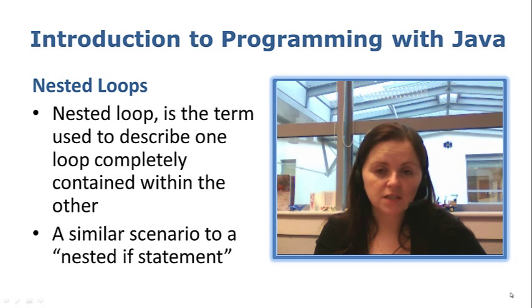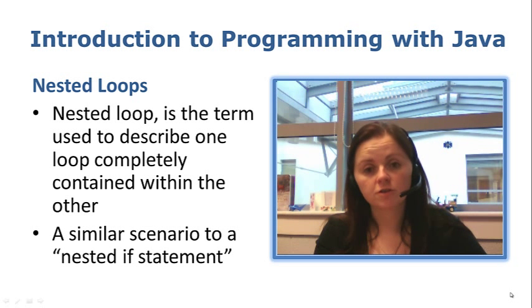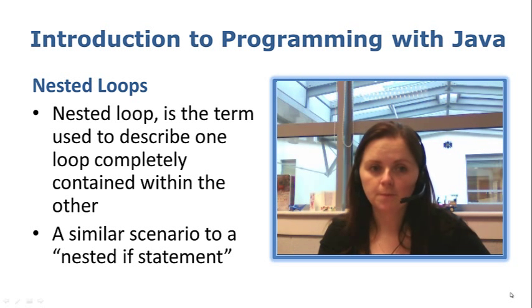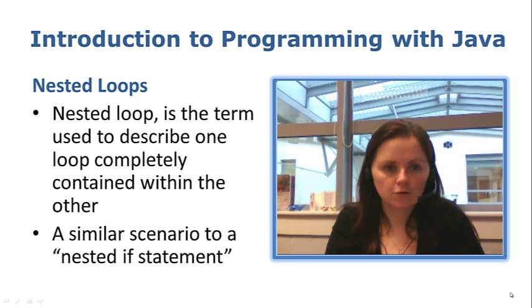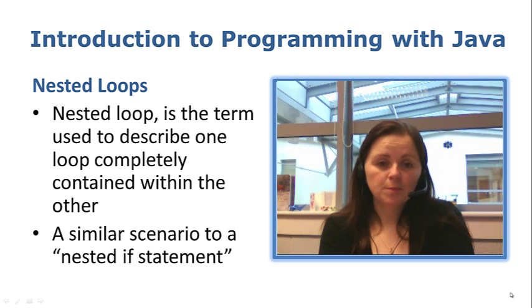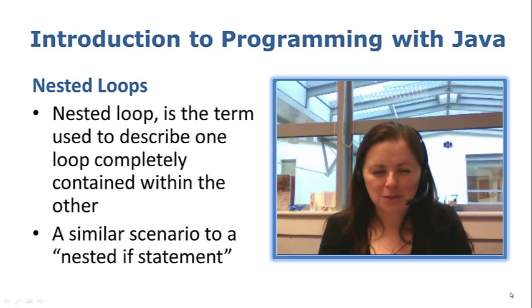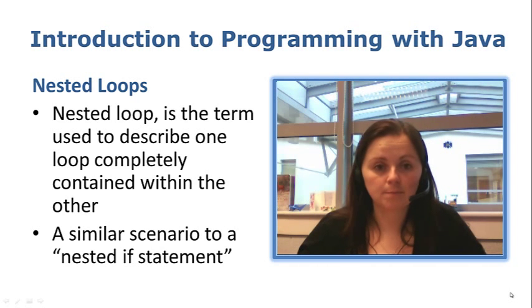So now that we've seen the three different loop structures that are available to us in Java, the for loop, the while loop, and the do while loop, we can start to look at what happens when we put one of those loops inside of another. A nested loop is the term used to describe one loop completely contained within the other. It's a similar scenario to what we saw previously with the nested if statement. And I think the best way to do it is just to get straight into looking at an example.